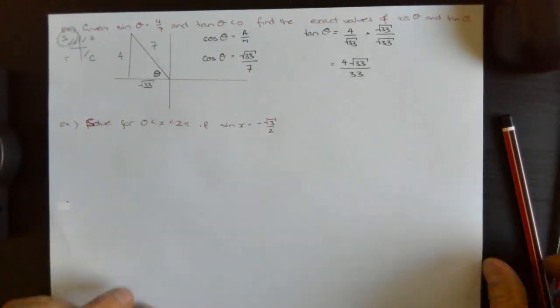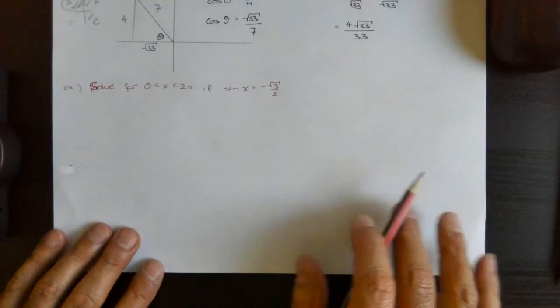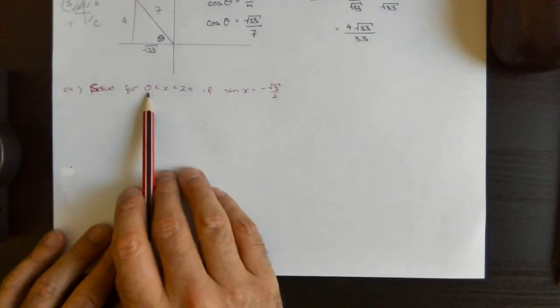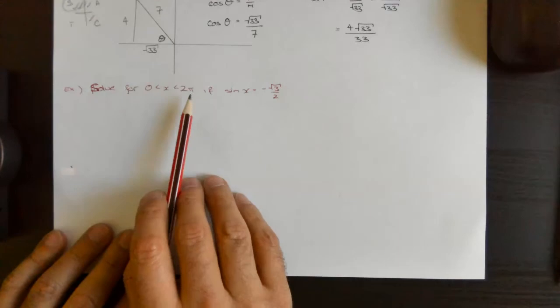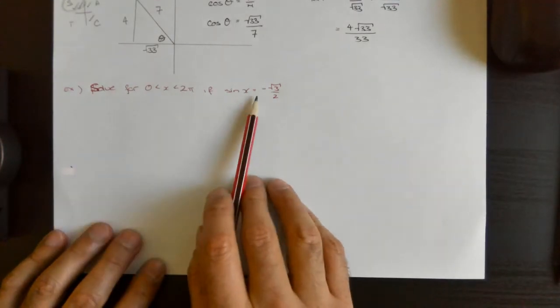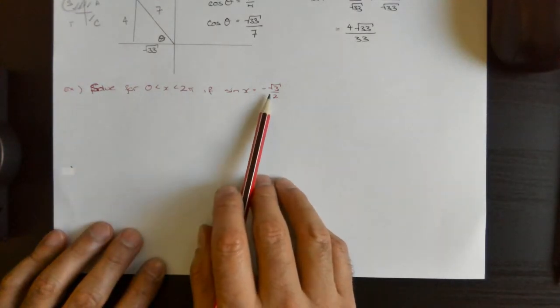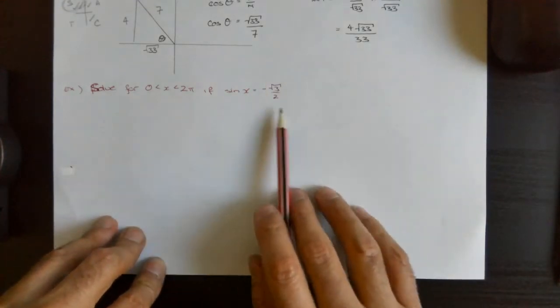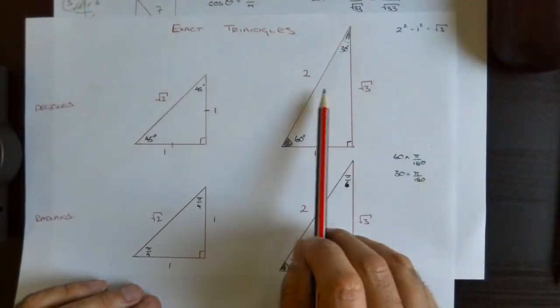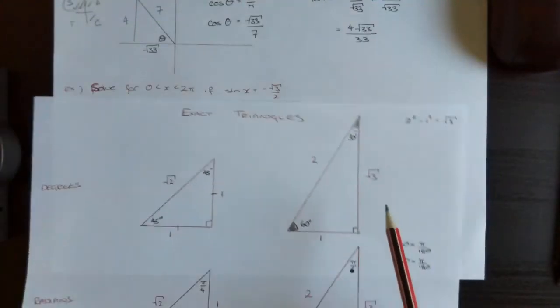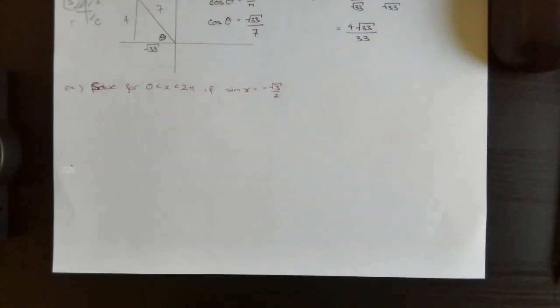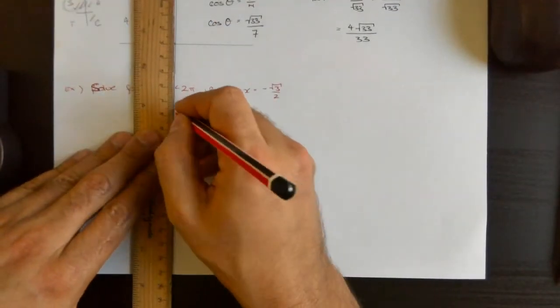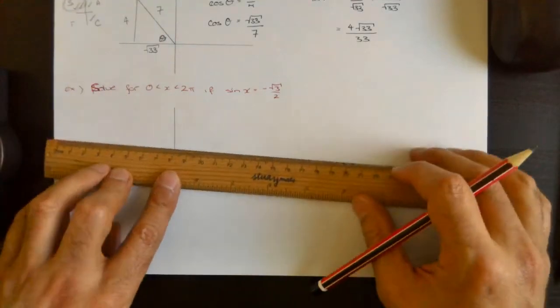Okay, all right. We want to solve where x is going to be between 0 and 2 pi, if sine of x equals negative root 3 on 2. We should remember that root 3 on 2 is sine, opposite over hypotenuse. We're looking at 60 degrees, but it's going to be a right angle triangle. It's going to be an exact angle. All right.